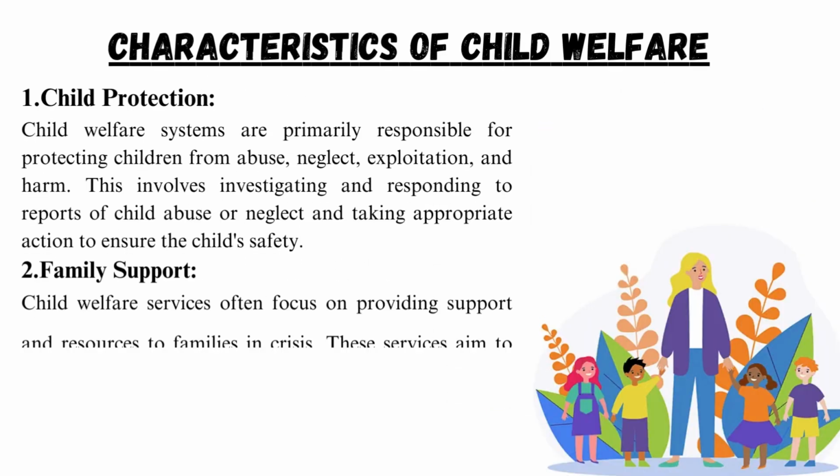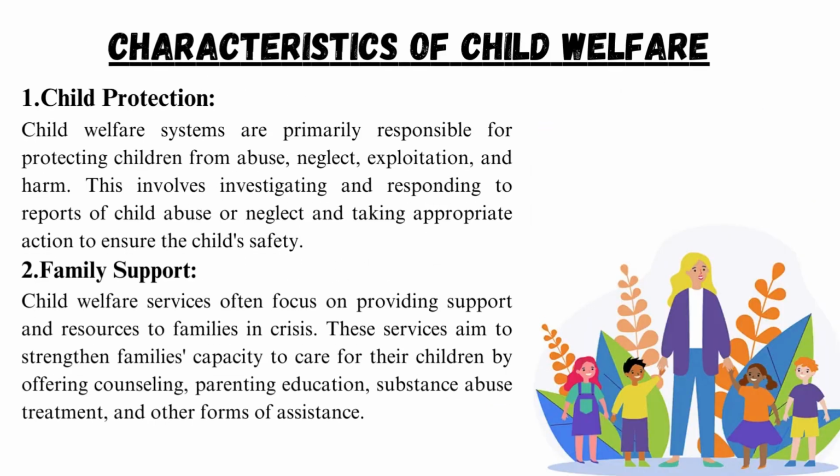Characteristics of child welfare. Number 1. Child protection. Child welfare systems are primarily responsible for protecting children from abuse, neglect, exploitation, and harm. These involve investigating and responding to reports of child abuse or neglect and taking appropriate action to ensure the child's safety. Number 2. Family support.